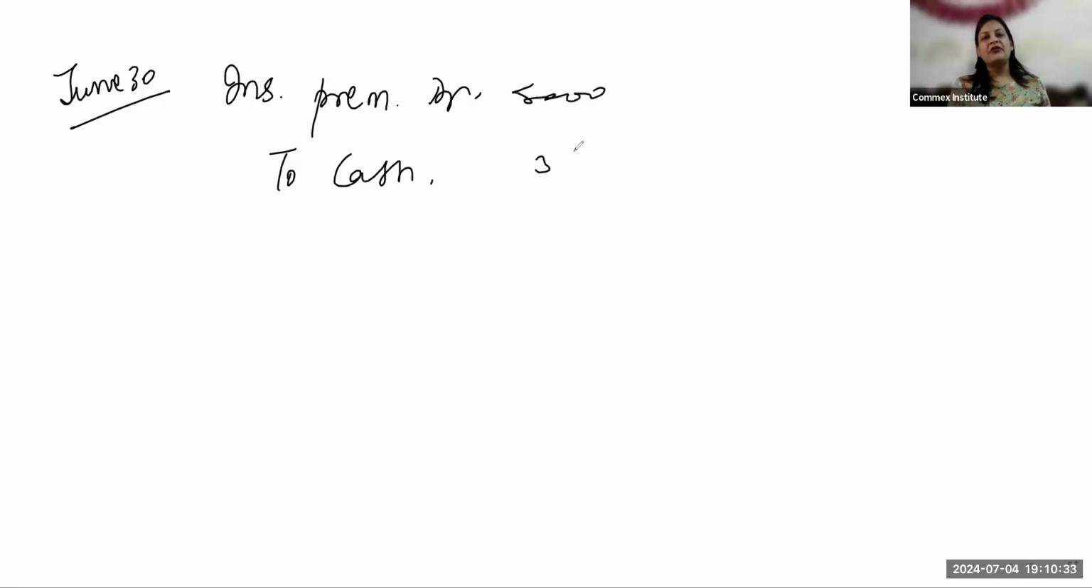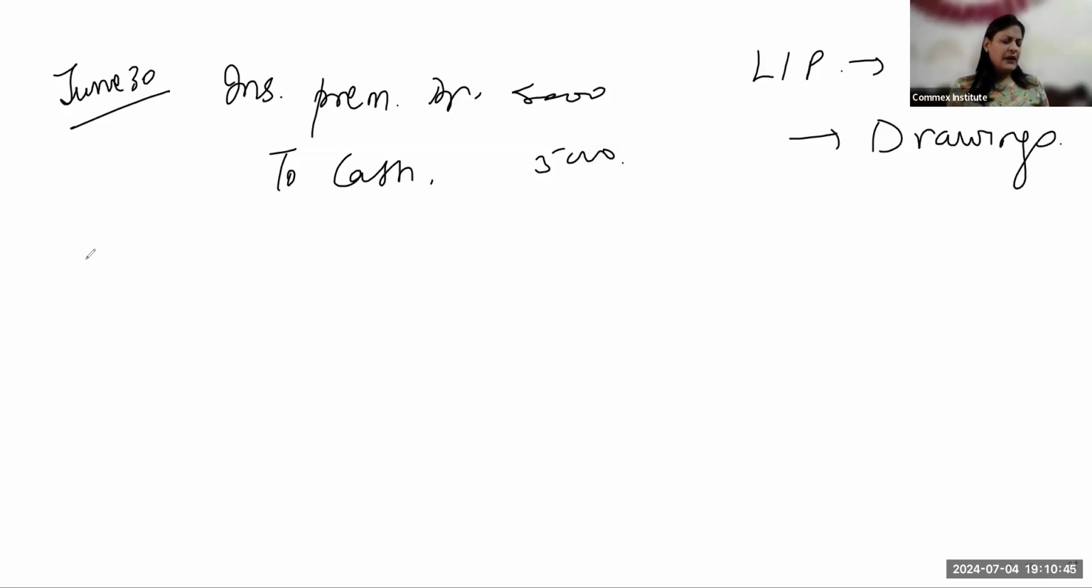And then 5,000. Again, I'm repeating, had it been life insurance premium of the owner, then drawings would have been debited. Okay, children, then last, paid salary to cash. Coming to question number 18, quickly, please.